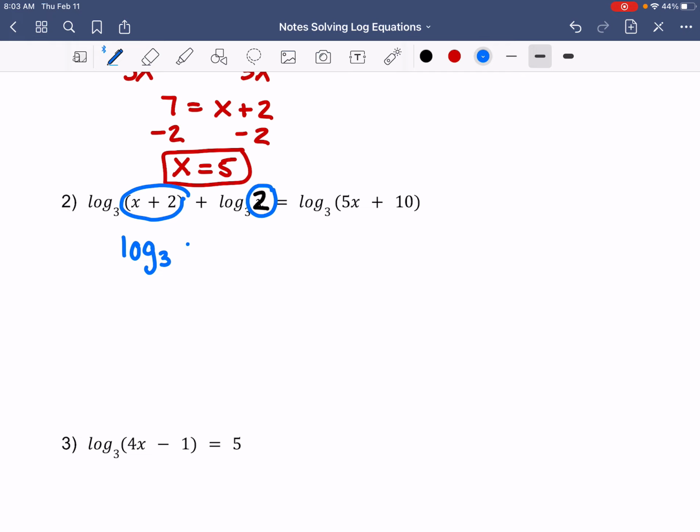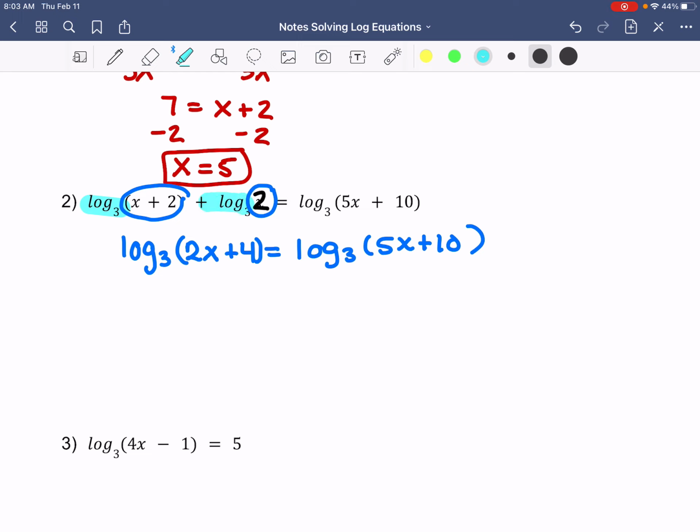distribute. X times 2 is 2x. 2 times 2 is 4. And then the other side, there was nothing to condense, so I'm just going to leave it how it is. But on the left-hand side, I was able to condense it because they both had the same log base, log base 3, and if there's a plus sign in between, that means you multiply these two pieces. Now I have log base 3 equals log base 3, so we can just cancel those out, and then we just solve our new equation.